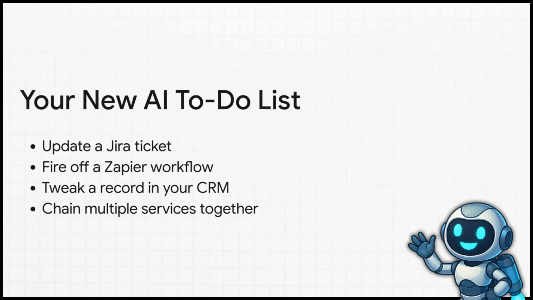So what can you actually do with this? Well, let's just say your to-do list for AI just got a serious upgrade. You can tell it to go update a project ticket in Jira, or maybe kick off a really complex automation in Zapier. You can even have it change a customer's info in your CRM, all of it without ever leaving the chat. It can even string a bunch of these actions together into one command.